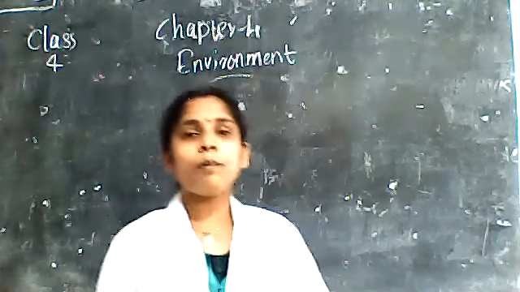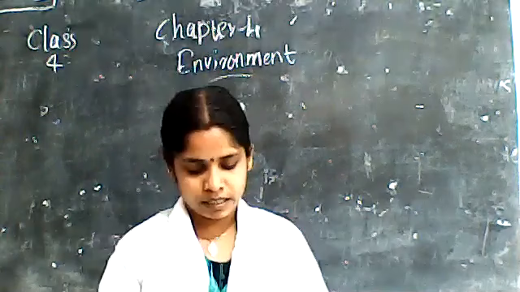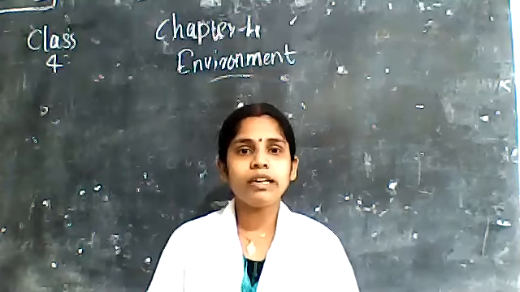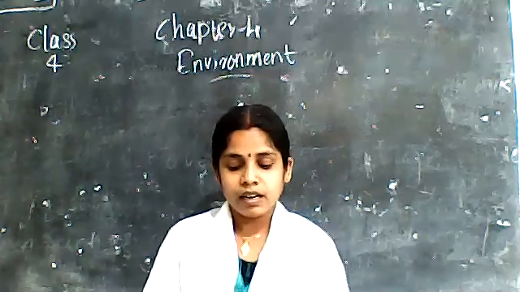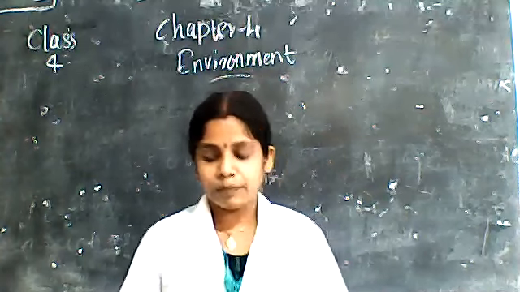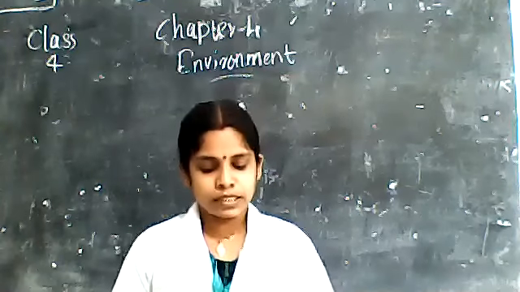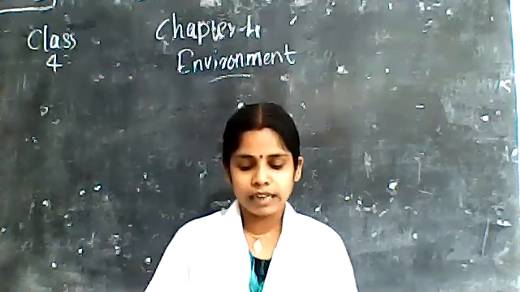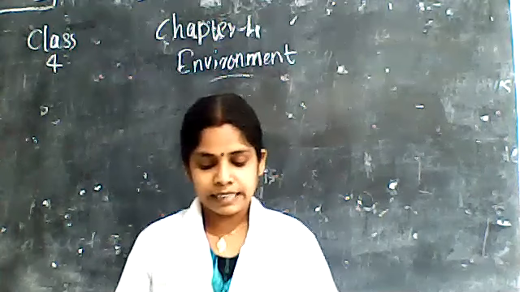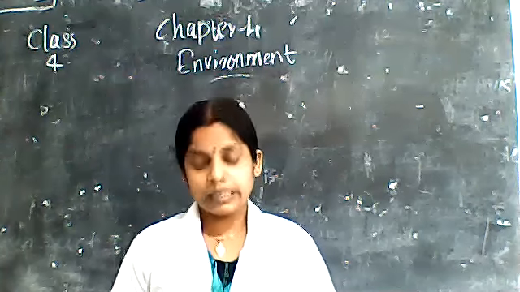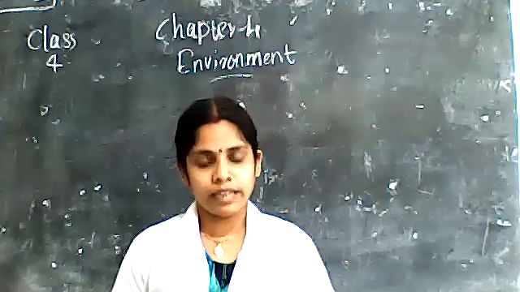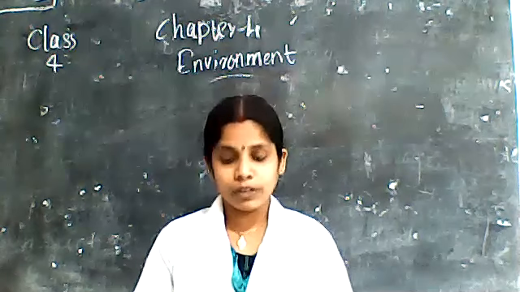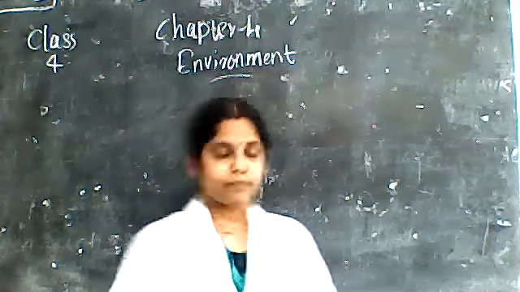Next one, components of environment. The environment includes living and non-living components. Plants, animals, and microorganisms constitute the living components. And air, water, soil, sunlight, and heat constitute the non-living components. Okay. Let us learn about some components of the environment. First one, plants.